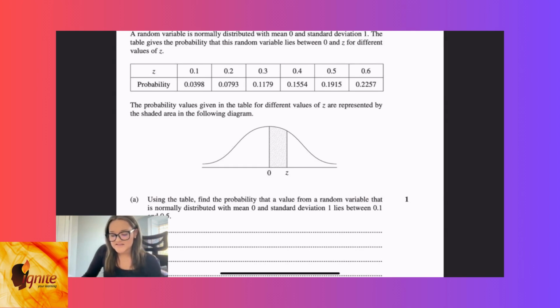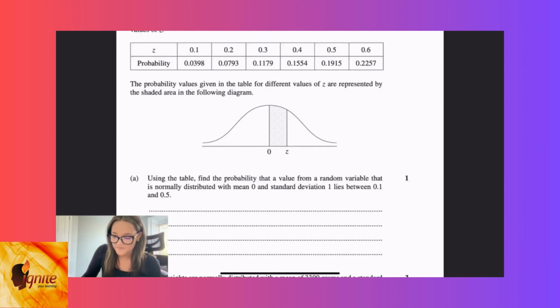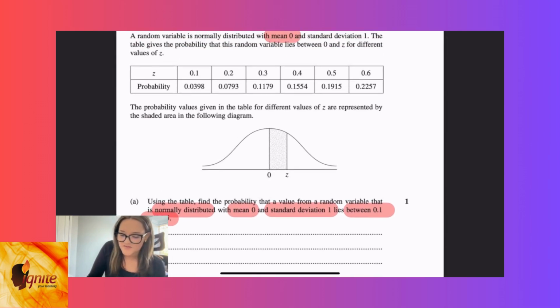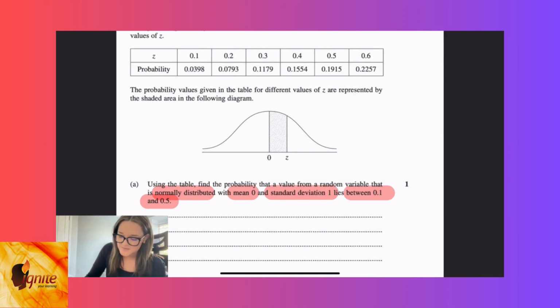For part A, it says, using the table, find the probability that a value from a random variable that is normally distributed with a mean of 0 and a standard deviation of 1 lies between 0.1 and 0.5. So we have our conditions here that we have a mean of 0 and a standard deviation of 1, so we can use this z-score table here. So what this question is saying is, I'm trying to find the probability that my z-score is sitting between 0.1 and 0.5.